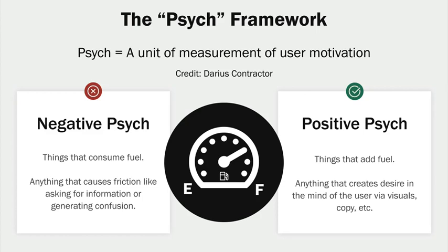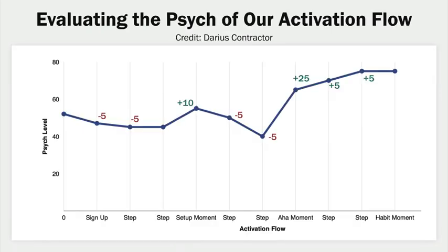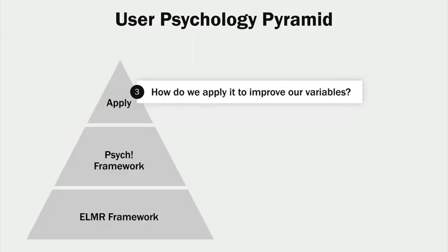There's something called negative psych, which are things that consume our psych fuel, and things that add fuel, which are positive psych. When we identify these things, we're able to plot them out on a chart to make it a little bit more understandable about how much psych does a user have at every step in one of our flows. Once we produce this, we then talk about and answer the question, how do we apply the concepts and principles of user psych in order to improve the variables?